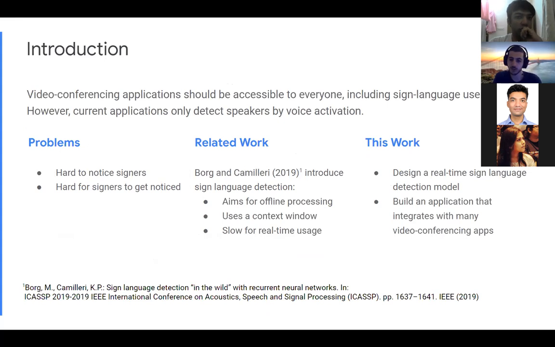Their models are offline, so they use a context window. So they use the future, not only the past. They use five frames per second, which skews the accuracy. And generally it's a different kind of task to detect it in real time rather than in a ready video.